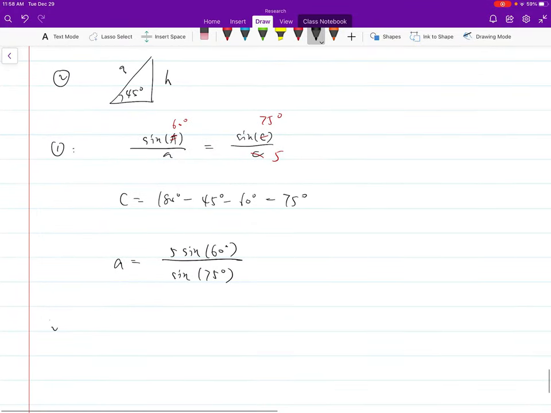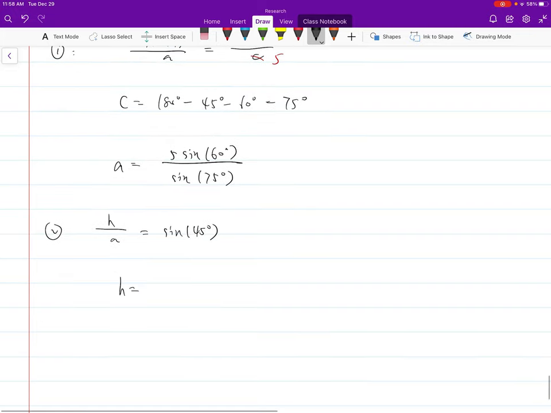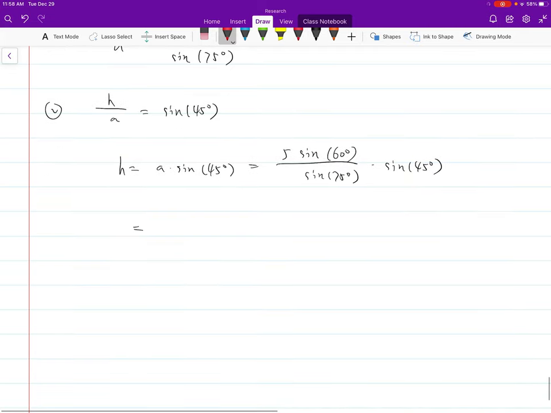So we found A. Now once you know A, how do you find H? Well, step 2, H over A is sine 45 degrees. Therefore H is going to be A times sine 45, but then we know A. Without a calculator, you still know these two values. So simplify a little bit.